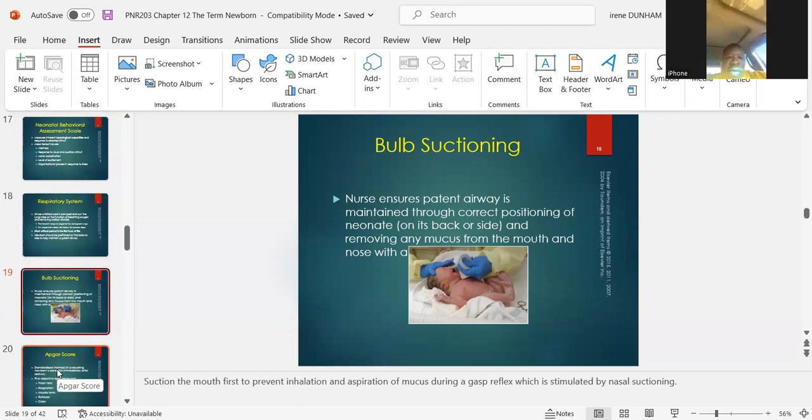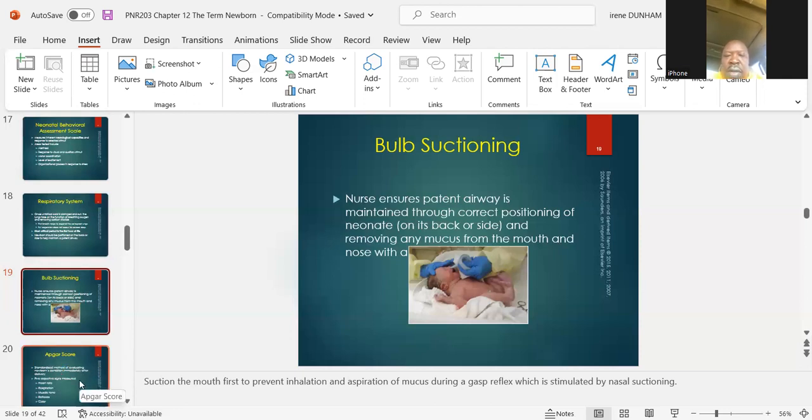And here I put a little picture of a nurse doing that. And you do the mouth first, suction the mouth first. And the reason why is to prevent inhalation and aspiration during this time that you're suctioning, because they could have what we call a gasping reflex. And so you're doing that and they go, like that. And so it can happen, especially when you're starting to do the nasal. So we want to do the mouth first.